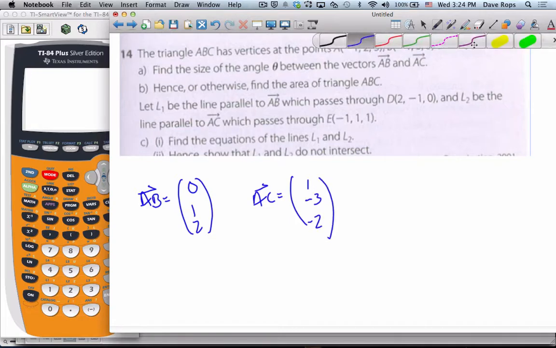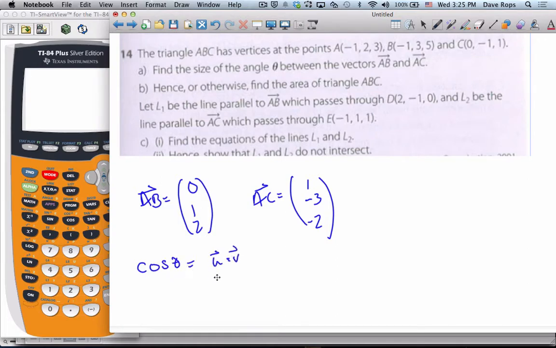Now, when I want to find the size of the angle, I know from my formula booklet that there's a formula that says cosine theta equals u dot v over the magnitude of u times the magnitude of v. That's in the formula booklet. Here are my vectors I'm going to use. u dot v will be AB dot AC over the magnitude of AB times the magnitude of AC.